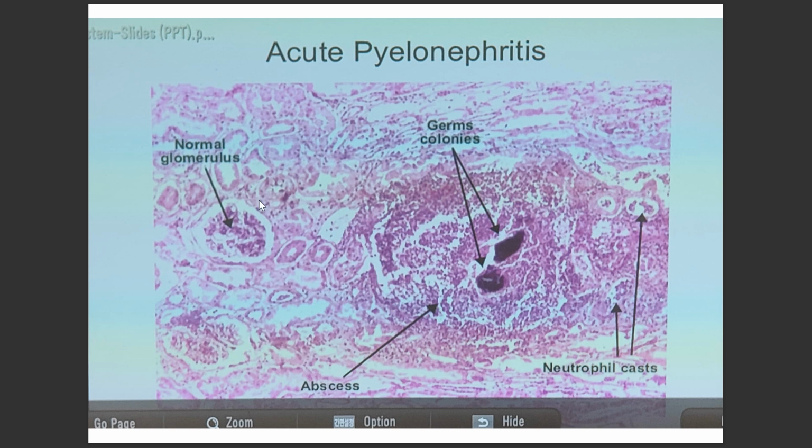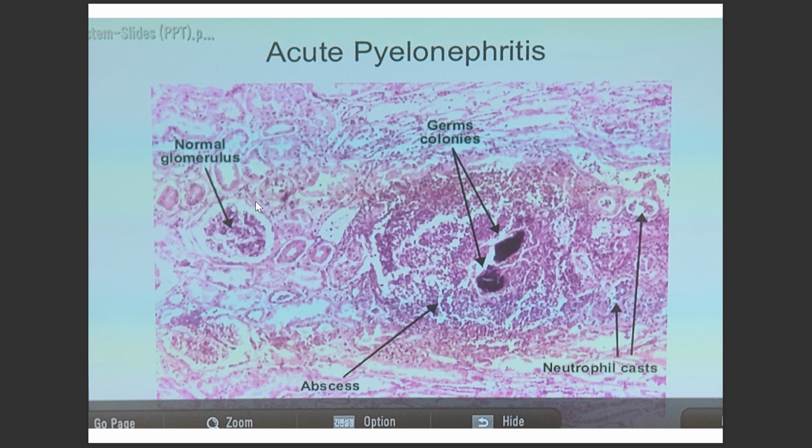You also notice that these are normal, but here, please note my mouse pointer, neutrophils are also deposited in the proximal convoluted tubules. These only occur when acute pyelonephritis occurs. And you note that in this slide the glomerulus is normal. How do we say that the glomerulus is normal?